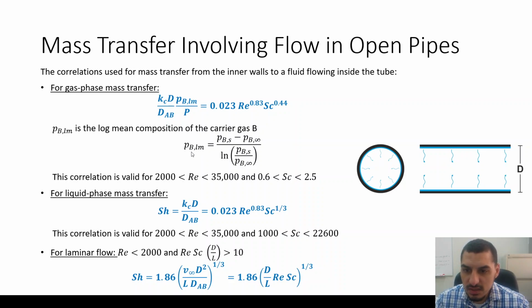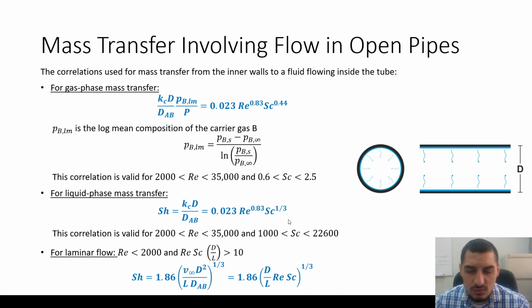So this PBLM is the logarithmic mean of partial pressure of B between the surface and the bulk. So this is partial pressure of B in the surface minus partial pressure of B infinity, which is in the bulk of the liquid or the gas phase, and this is the ln of the ratio between these two. This correlation can be used for Reynolds number from 2000 to 35,000, and for Schmidt number from 0.6 to 2.5.